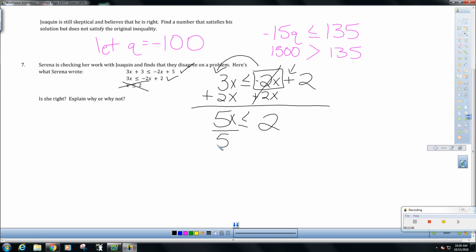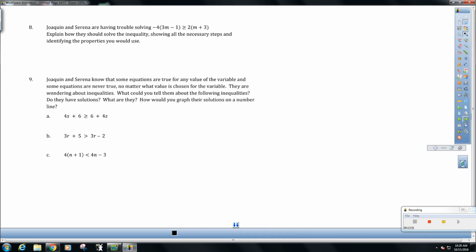Divide each side by 5. And you get x has to be less than or equal to 2/5. Okay, Serena was incorrect. 3 more. Alright, so now we're solving negative 4 times 3m minus 1 is greater than 2 times n plus 3. How should she solve the inequality? Show all the necessary steps and identify the properties.